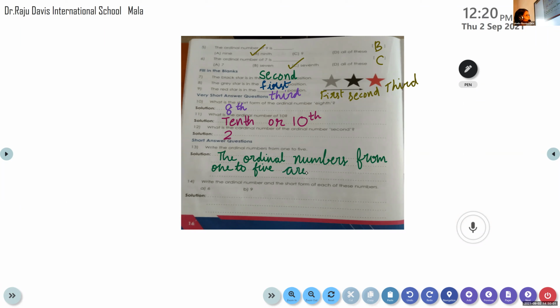The ordinal numbers from 1 to 5 are, complete the sentence, which are the ordinal numbers? First, F-I-R-S-T, first, comma, second, comma, third, comma, fourth, and fifth. Fifth, very good. F-I-F-T-H. The ordinal numbers from 1 to 5 are first, second, third, fourth, and fifth.